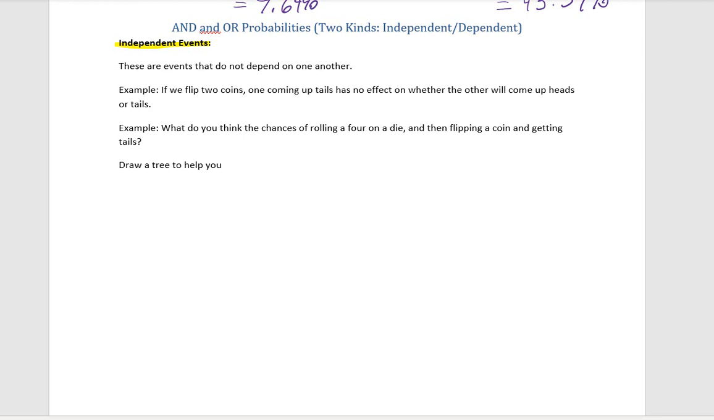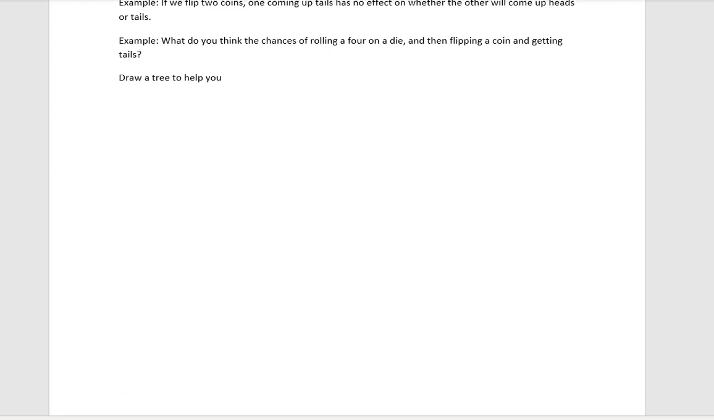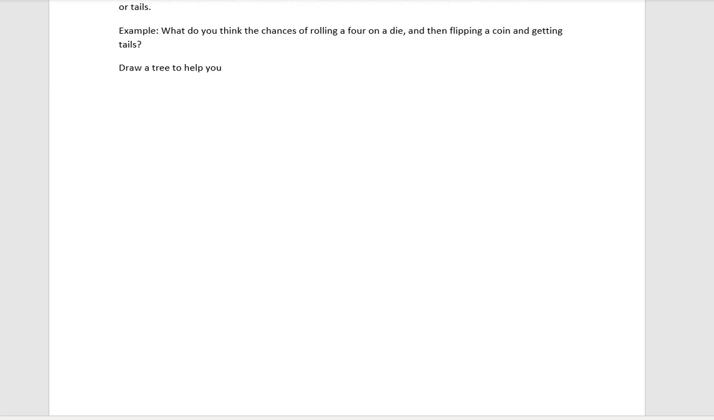So for example, let's say we want to look at the chance of rolling a fair die and getting a 4 and then flipping a coin and getting tails. So notice these 2 are independent because one doesn't depend on the other. The coin flip doesn't depend on the die. So let's go ahead and draw a tree to help us. So we're going to have 1, 2, 3, 4, 5, and 6 for our dice. And for each one of these, if we were to roll a 1, the next possibility for flipping a coin would be heads and tails, heads and tails, heads and tails, heads and tails.